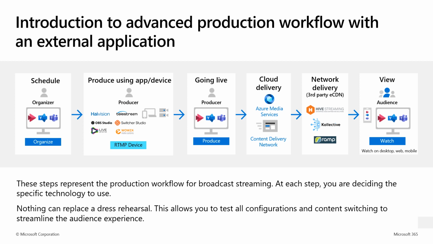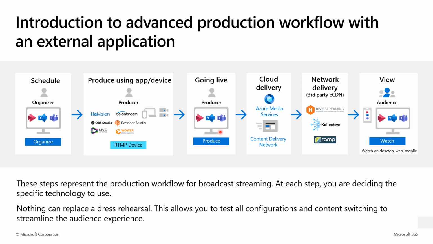This slide just shows the overall flow of the advanced production process. We've talked about all of these, but as a recap, we schedule it, right? I schedule, where's my audience going to be? Are they going to be in Stream, Yammer, or Teams? Well, I can go ahead and organize that, typically using my Teams client. I then need to produce using my app or device, right? In this example, I was using OBS Studio. Remember, my virtual stage is another Teams meeting that's going to be fed into this. The output of my production is going to go via RTMP to the service here.